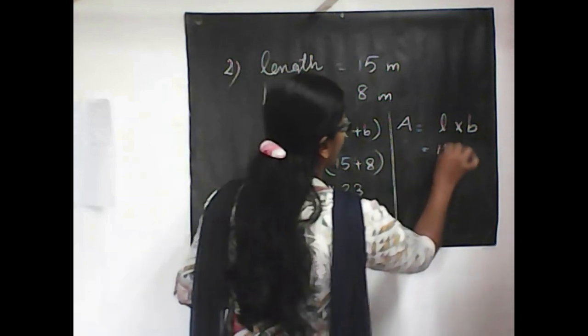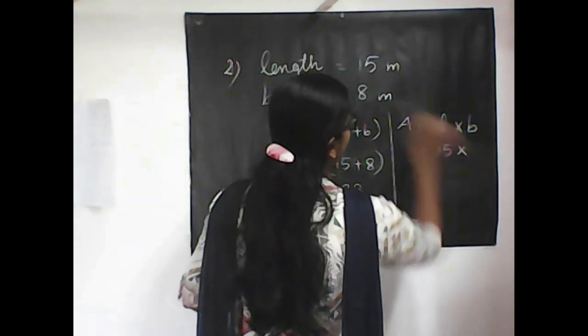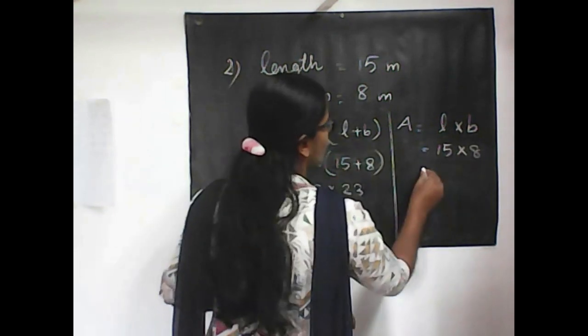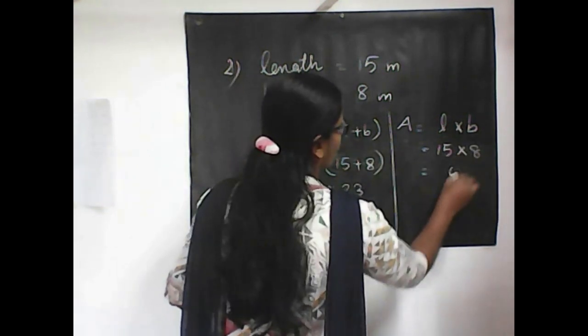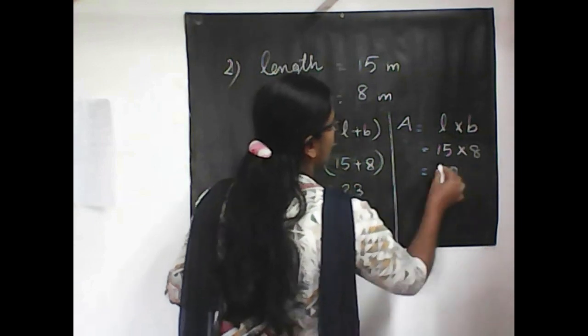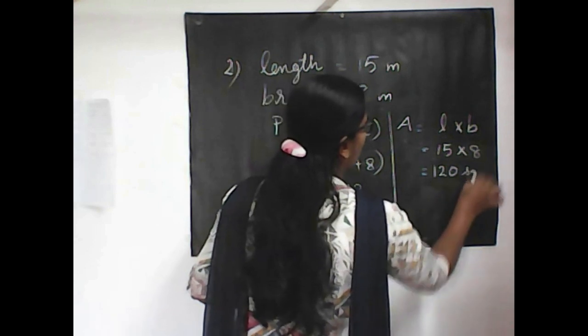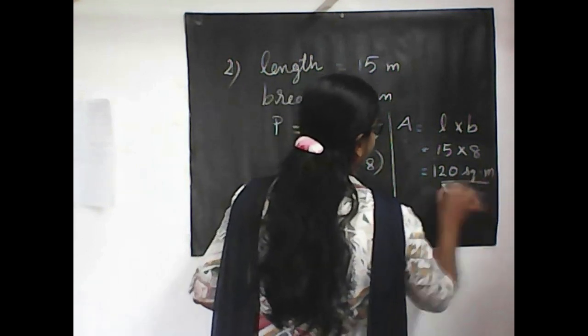Okay. Here, come to area. L is 15, then breadth is 8. Here it is plus. Okay. Here it is multiplication, so multiply it. 8 5s are 40. You will get 4. Then 8 into 1, 8. 8 plus 4, 12. 120 square meter.